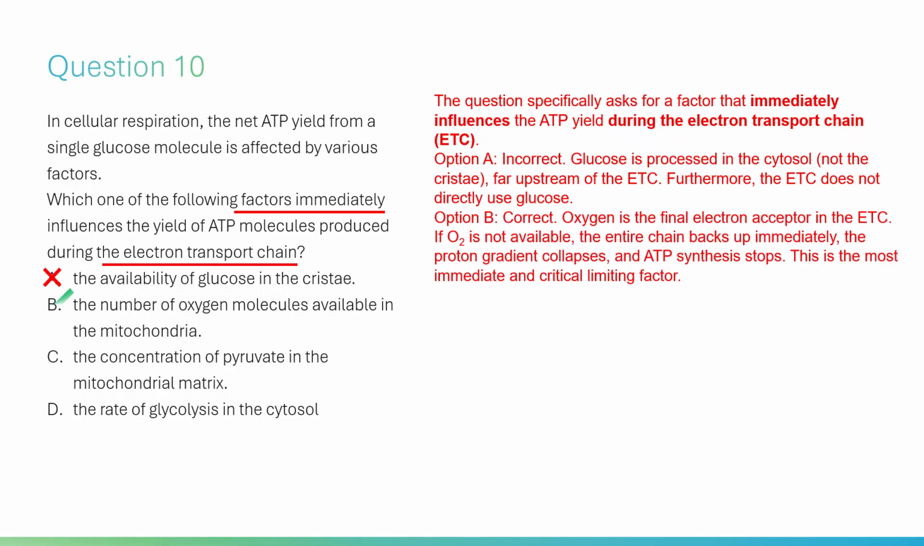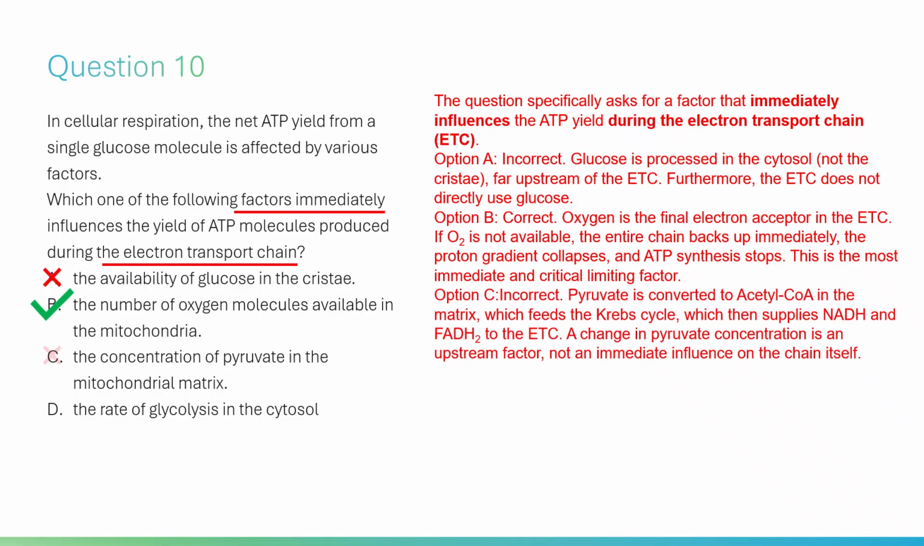Option B, correct. Oxygen is the final electron acceptor in the ETC. If O2 is not available, the entire chain backs up immediately, the proton gradient collapses, and ATP synthesis stops. This is the most immediate and critical limiting factor.